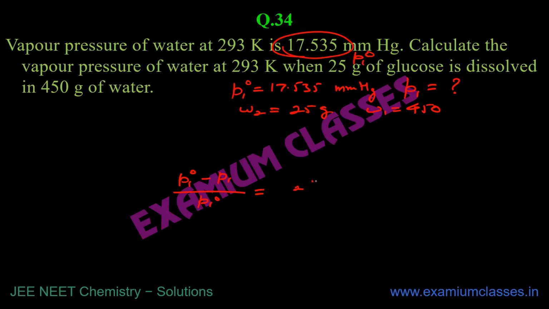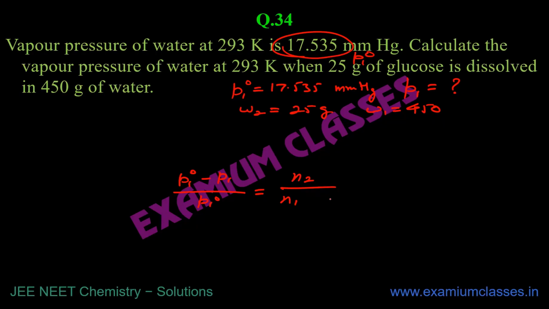W2 into M1 divided by W1 into M2. Okay, or you can write here W2, M2 here, W1 here. It is actually X2. So if anyone is confused, it is actually X2, which will be N2 divided by N1 plus N2. What I am doing is an approximation. So here I am neglecting N2 as compared to N1. So I am writing just N2 by N1.